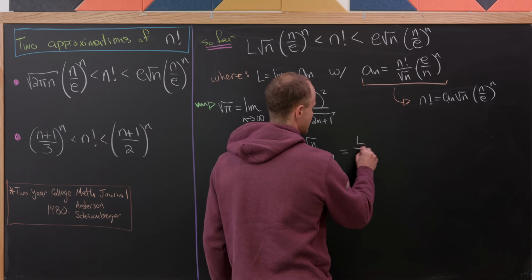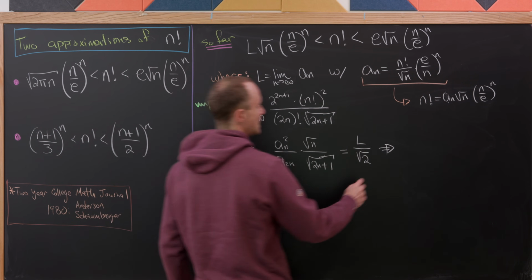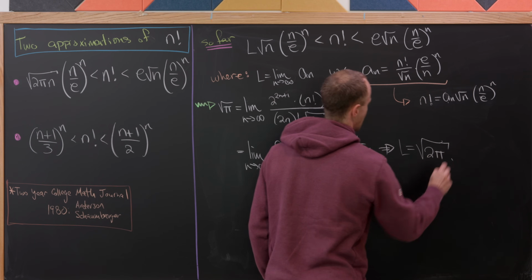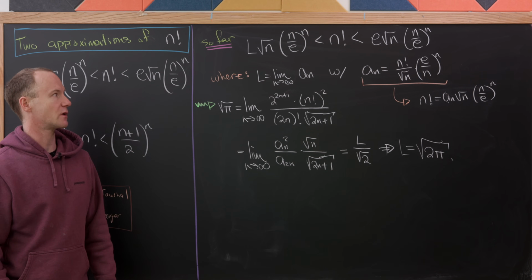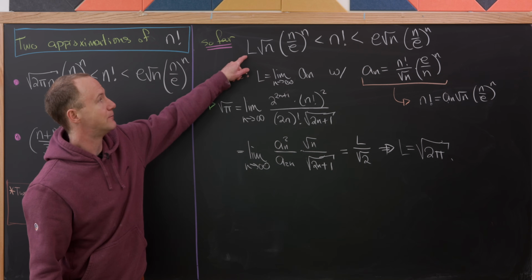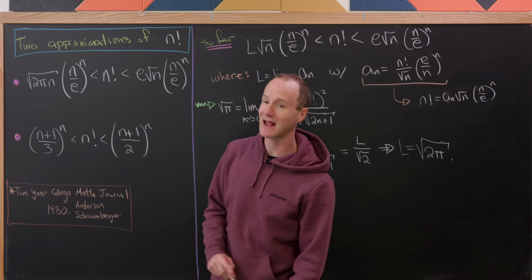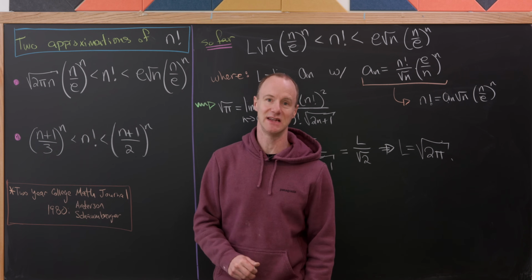So in the end, this whole thing goes to L over the square root of 2, meaning that L is equal to the square root of 2 times pi. But check it out, if we take that L equals the square root of 2 times pi and put it into the inequality that we had before, we achieve exactly what we were trying to. Okay, so now let's move on to this second inequality.